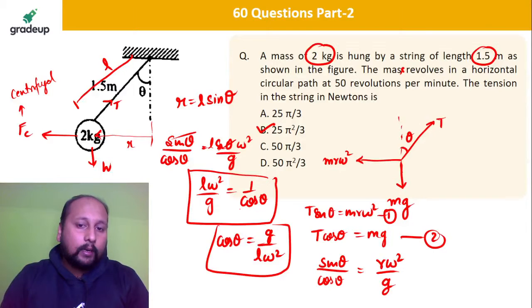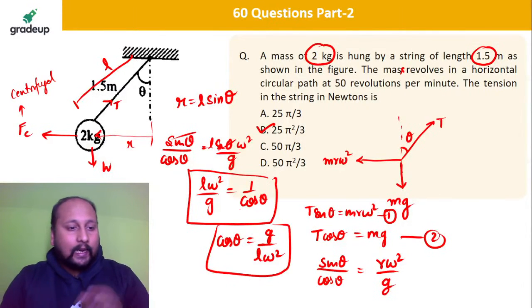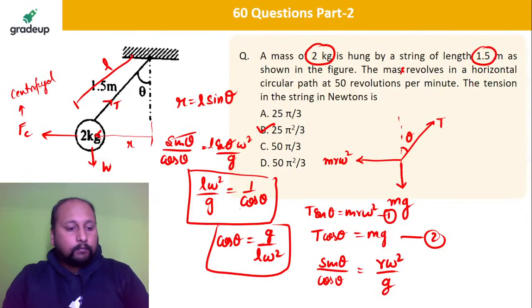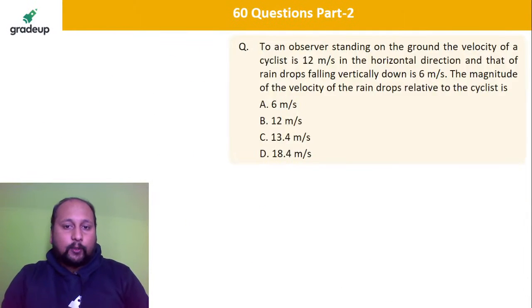25 pi square by 3, option B. Is this clear? Any doubt in this? Option B is the correct answer, 25 pi square by 3 in Newton. Okay, let's proceed.